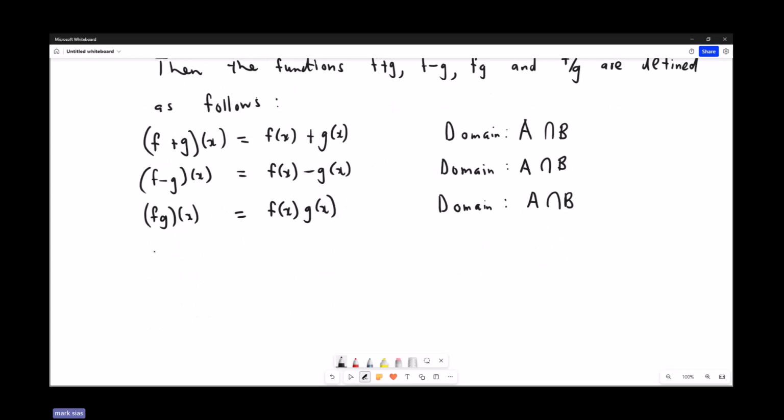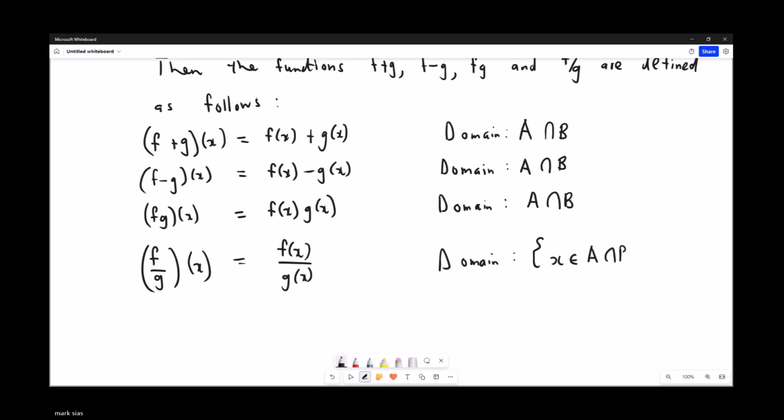And then finally, the domain. So if we have F over G, the quotient of F and G of X, we write this as F of X divided by G of X. And in this instance, the domain is as follows. It's the set of X, an element of A, so X belongs to the intersection, but there's a condition such that G of X is not permissible to assume the value 0 because we do not divide by 0, okay?